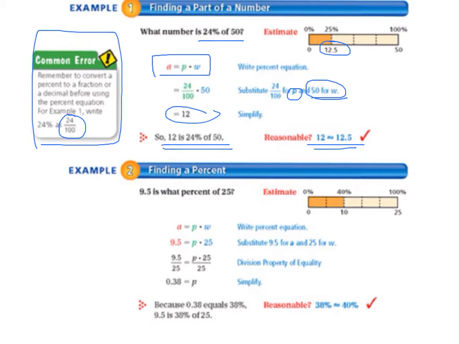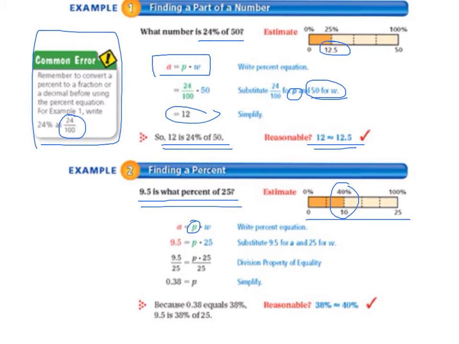Example 2, we're finding a percent. So this time we're solving for the P in our equation. 9.5 is what percent of 25? So let's look at our estimate again. We're using the model. If we have 25 being 100%, so 25 is the whole, and we know that 10 is 40%, then we should be able to know that 9.5 is going to be around 40%, slightly less.